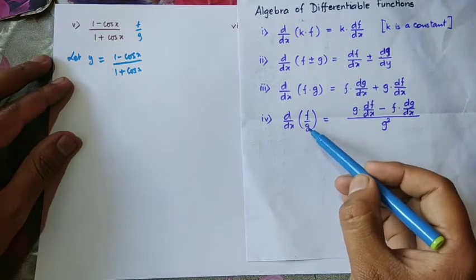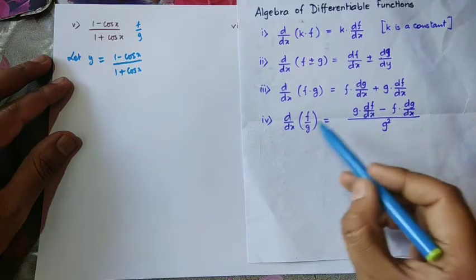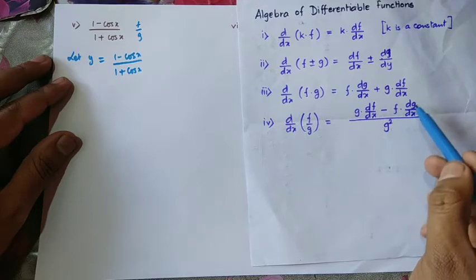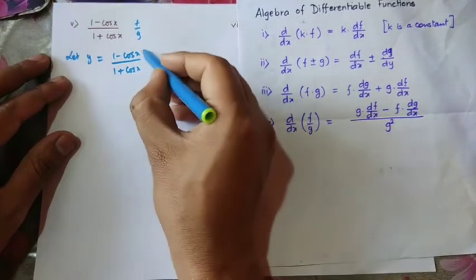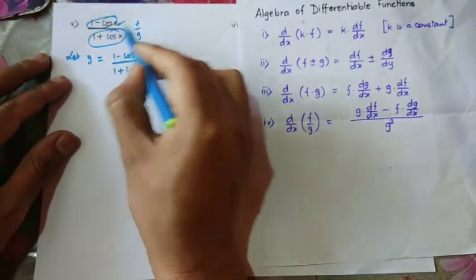Our formula, or our property, says that whenever we have f by g, we'll first write the square of the denominator in the denominator, and we'll follow this pattern. So let's see how to do this. This whole thing is my f, this whole thing is my g.